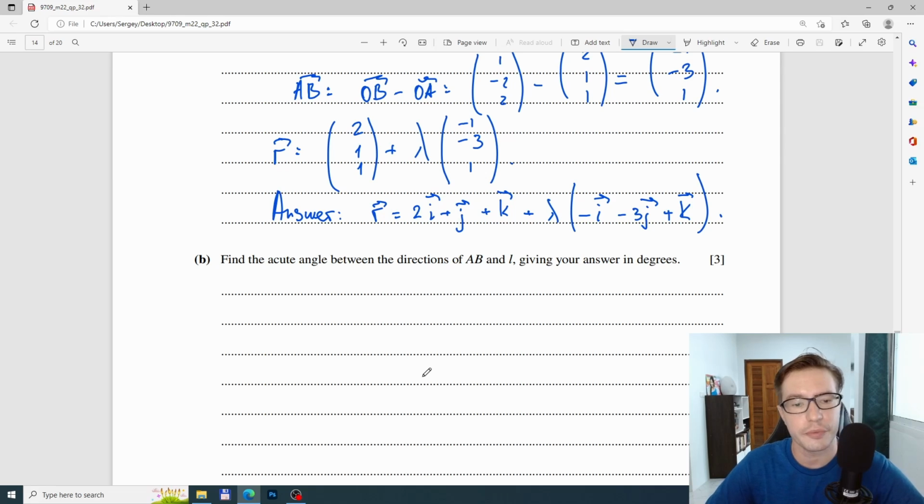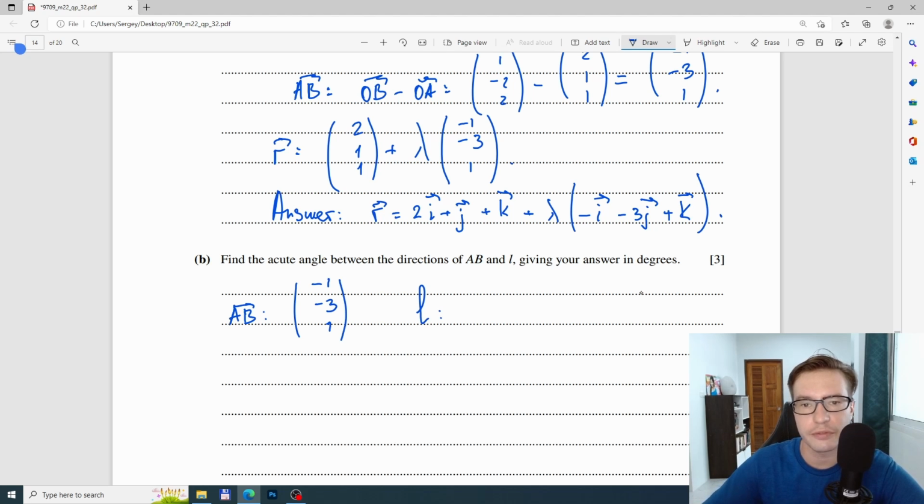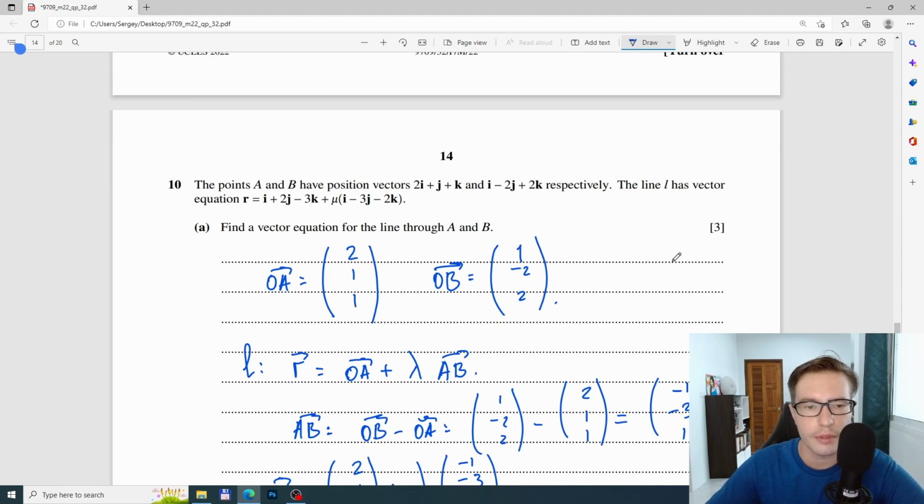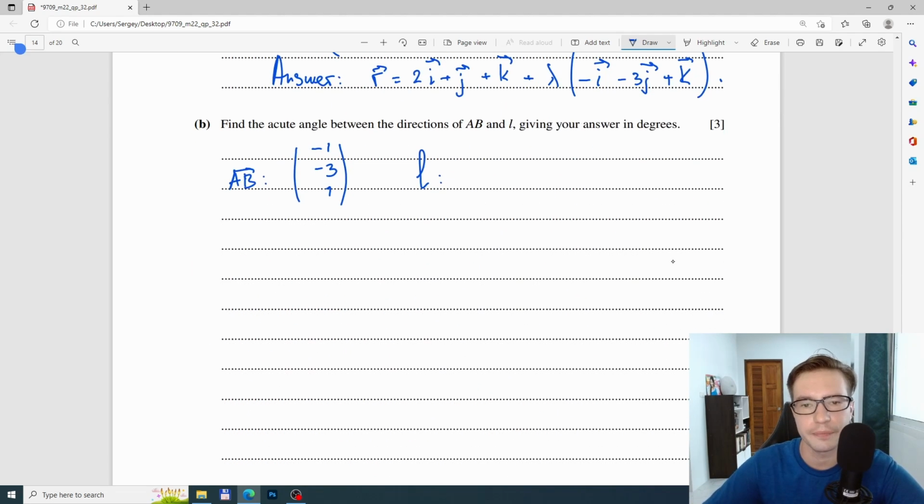All right, next question is about the angle between the directions of two lines. So that means we'll have to find the angle between two directional vectors of the lines. So first, the line AB has directional vector, of course, AB, which is (-1, -3, 1). And the line L has a direction vector, it is here, (1, -3, -2).